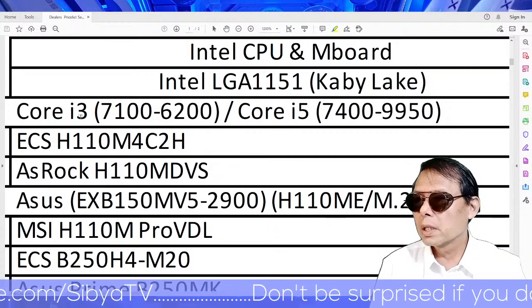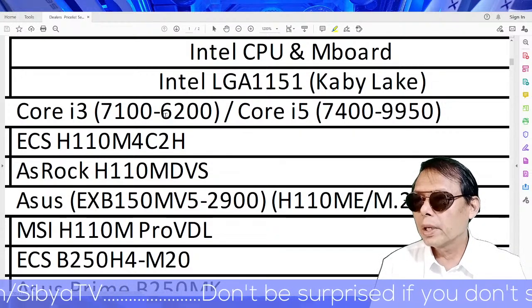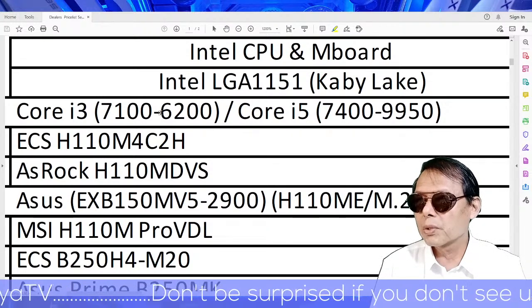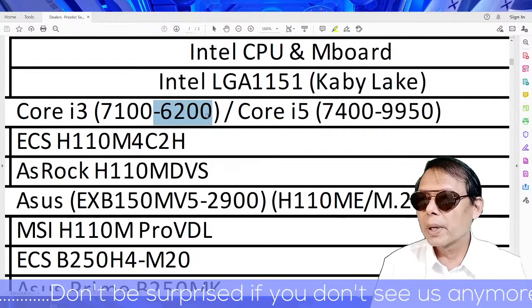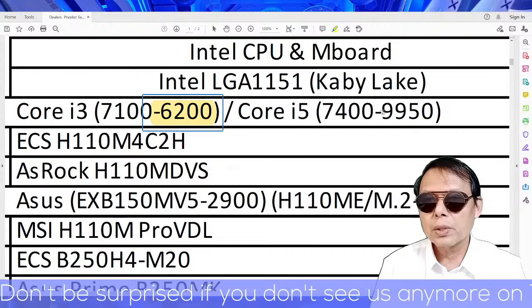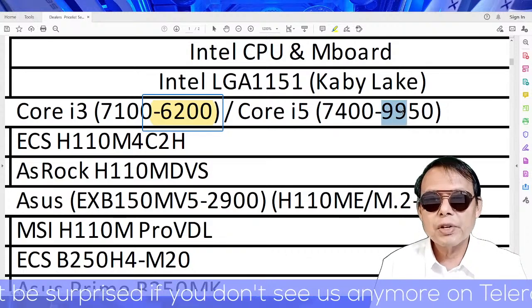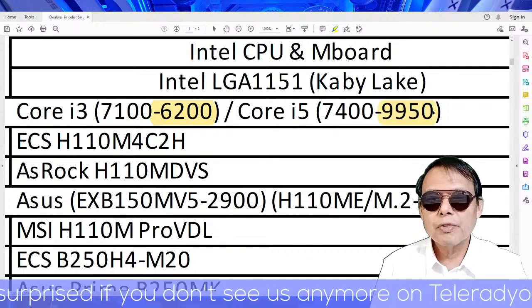This is the Core i3-7100, 7th generation. The price is 6,200 pesos. For the i5 7th generation, the price is 7,400.